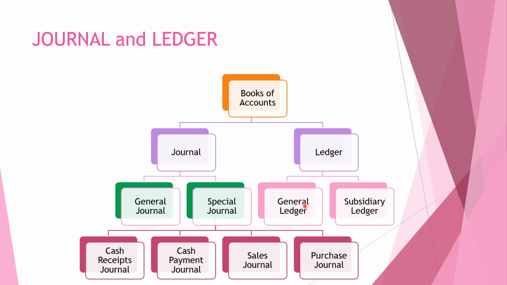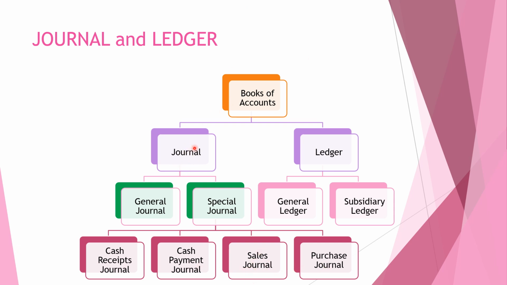So this is the content map for a topic. We have the two major types of books of accounts, the journal and the ledger. For journal, it could be general journal and special journal. For ledger, it could be general ledger and subsidiary ledger. So there are four types of special journal. We have cash receipts journal, cash payment journal, sales journal, and purchase journal.